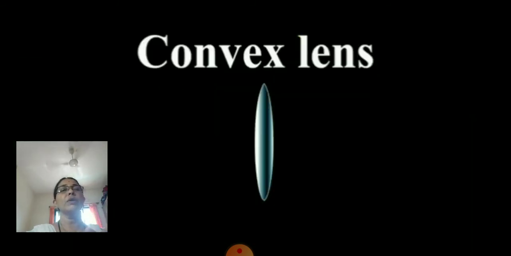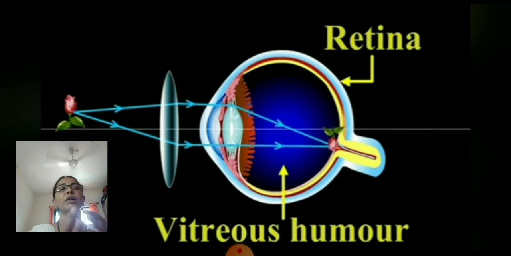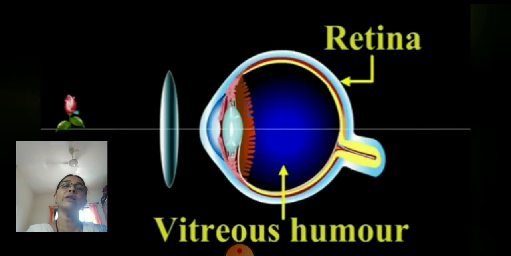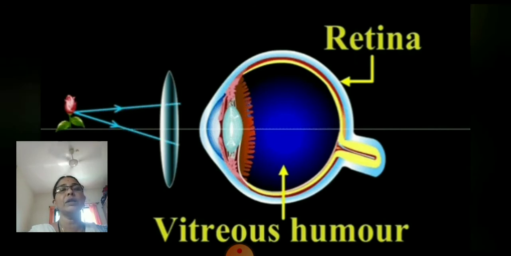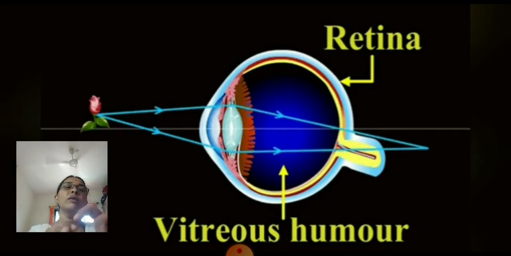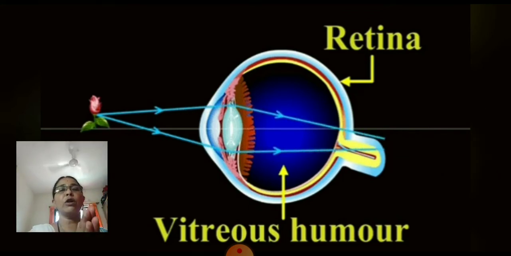Either the eyeball changes, or the distance between the cornea and the eye lens decreases. In myopia it is increased, in hypermetropia it is decreased. In myopia, the eyeball is elongated, and in hypermetropia the eyeball is shortened.